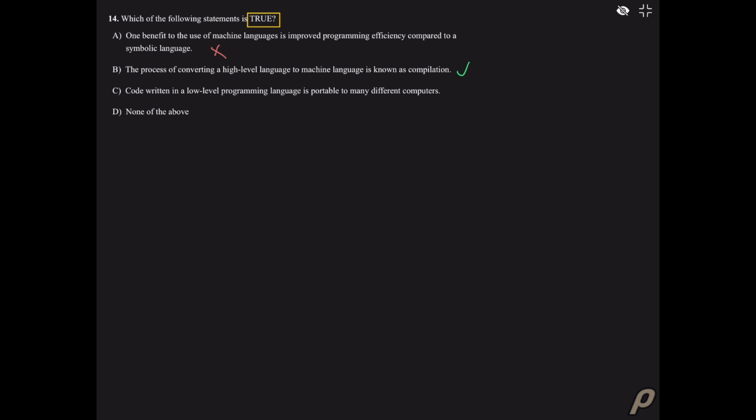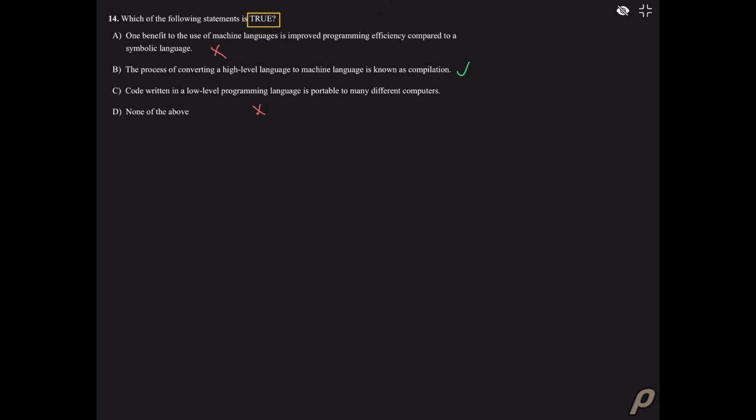And just to cover our bases, we'll check out C as well. C says code written in a low-level programming language, which is something like assembly, like we said, is portable to many different computers. And this is kind of a tricky question. This gets touched on more in advanced level computer science or ECE classes. But this is false, as low-level programming languages are actually super specific to the processor/computer and OS that they're on.